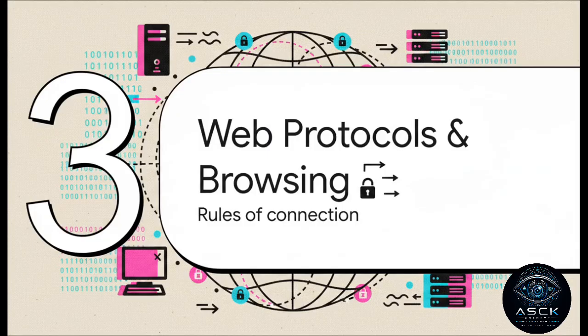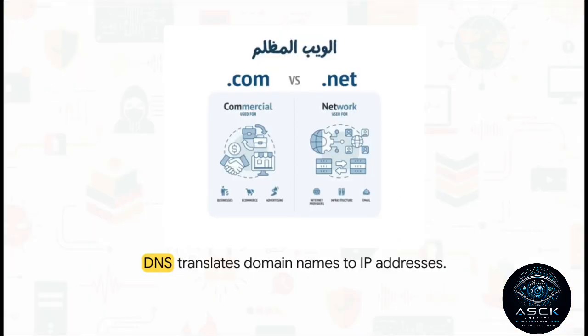Section 3, Web Protocols and Browsing. So, how exactly do the client and the server speak the exact same language? That brings us to the hidden rules and protocols that allow devices to seamlessly communicate across the entire globe. You see, computers don't understand human words like .com or .net. They only understand complex numerical IP addresses.